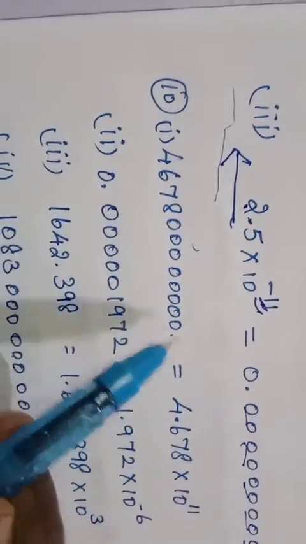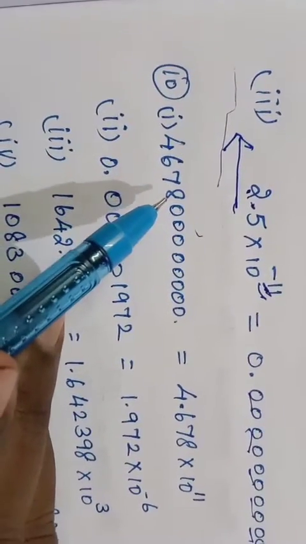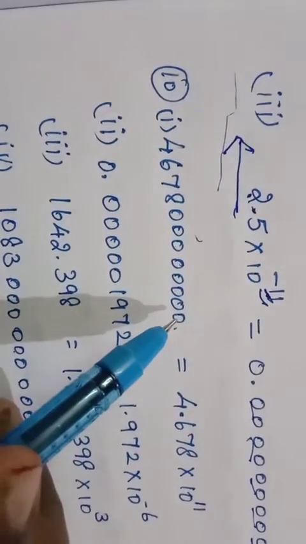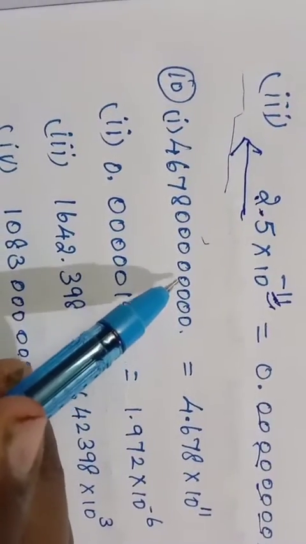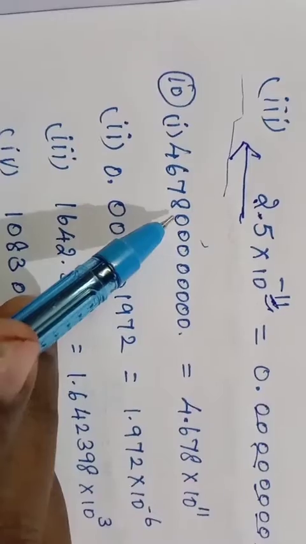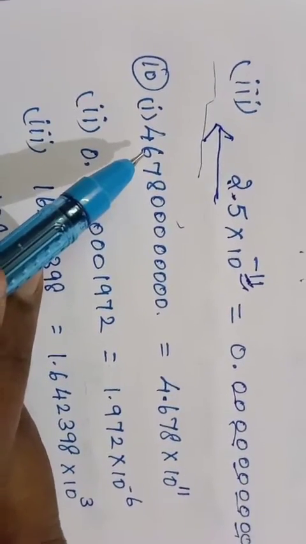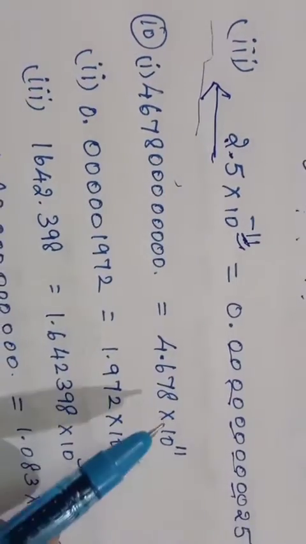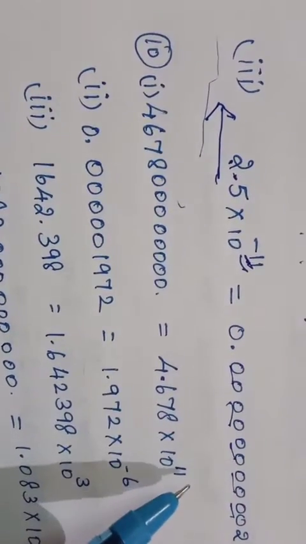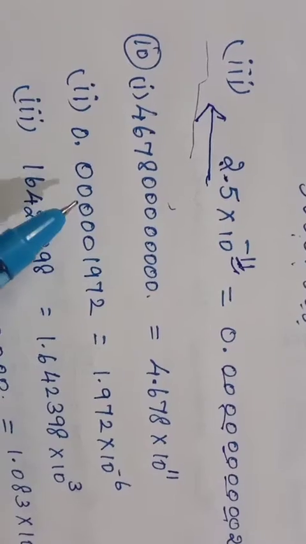So how do you write that? 4.678. You leave those zeros. And how many steps do you have to move? Count the digits: 1, 2, 3, 4, 5, 6, 7, 8, 9, 10, 11. It moves towards the left side, so it is a positive power. So 4.678 into 10 power 11.